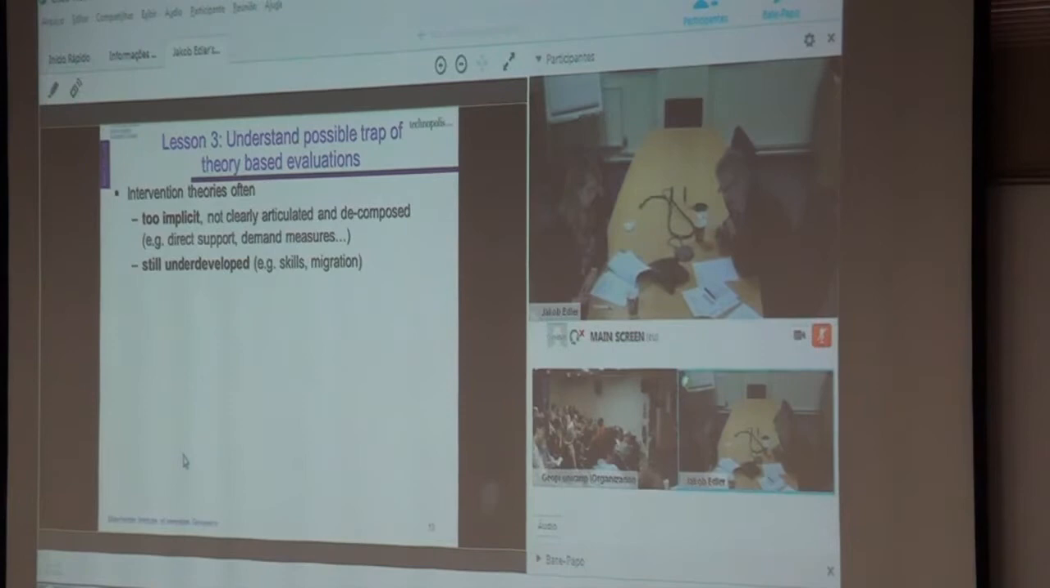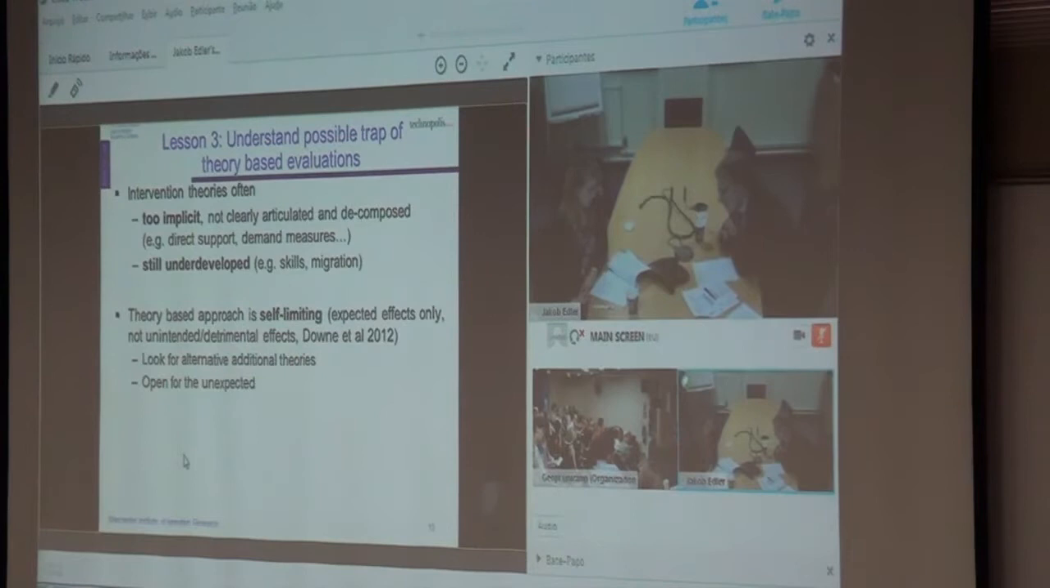The second point is that the theory-based approach has another problem, which is it can be self-limiting. You construct a nice theory, a nice logic chart, understanding how the intervention works, but then you stop thinking. You only look at your little boxes in the logic chart. You only look at the data you can find that in a way fit the theory, and then you try to interpret this. But of course, the theory is just an approximation of what is happening, like any model. But we stop looking at other things that might influence what's happening, at other mechanisms. So we don't look at unintended effects or even detrimental effects that we don't want. They are not part of our models.